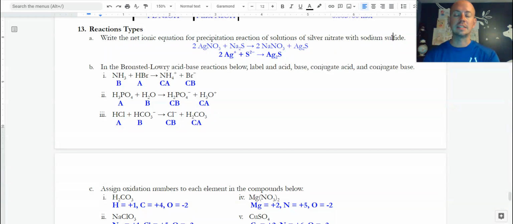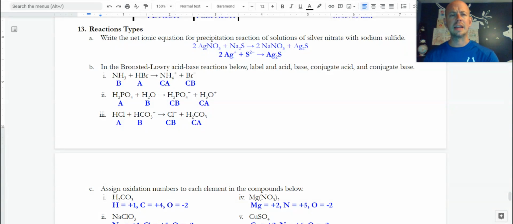The acid is the thing that gives away the hydrogen. We notice that HBr has a hydrogen. It goes to Br minus. It no longer has it. NH3 gains it as it goes to NH4 plus. Note that not only are we exchanging a hydrogen atom, but it is an ion. Our acid turns into its conjugate base. Our base turns into its conjugate acid.